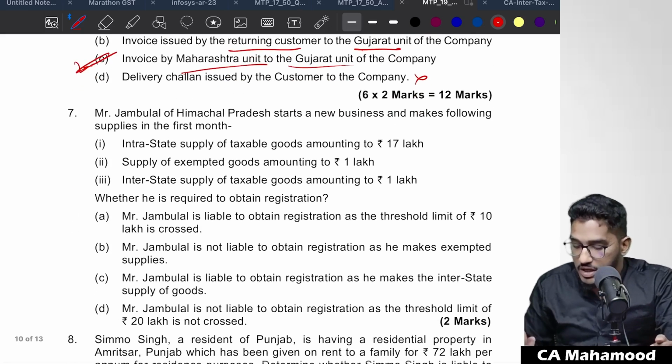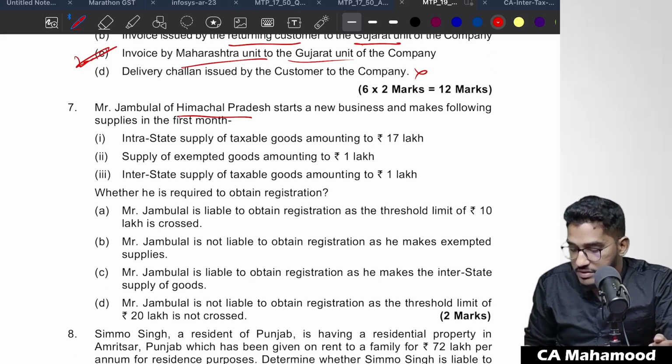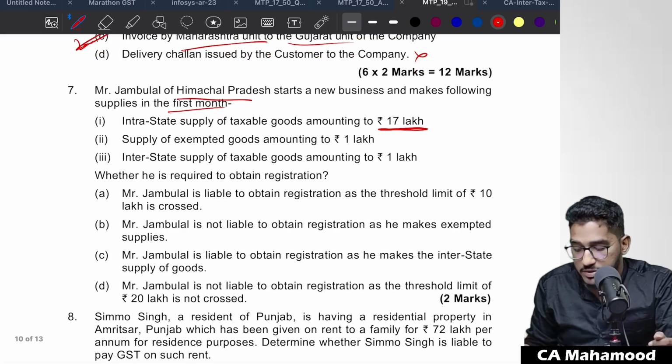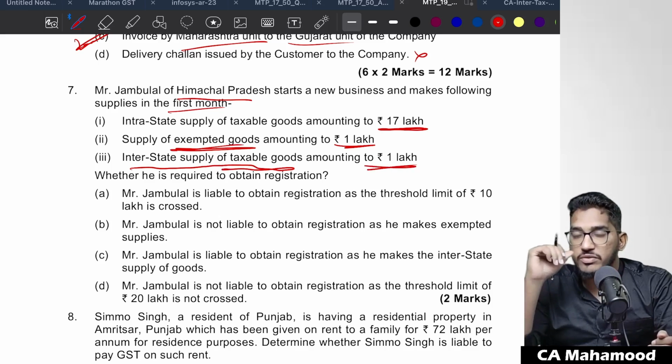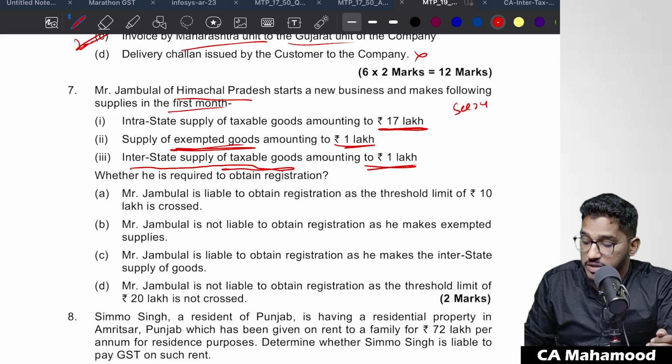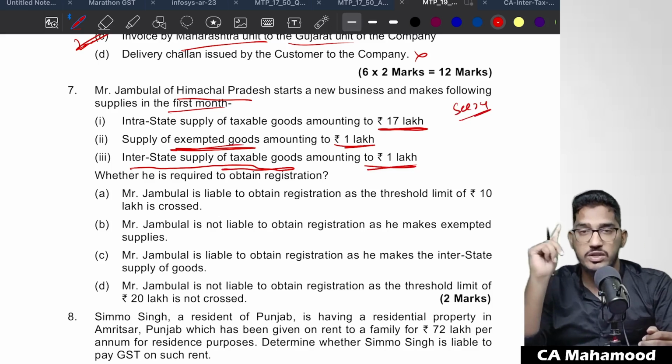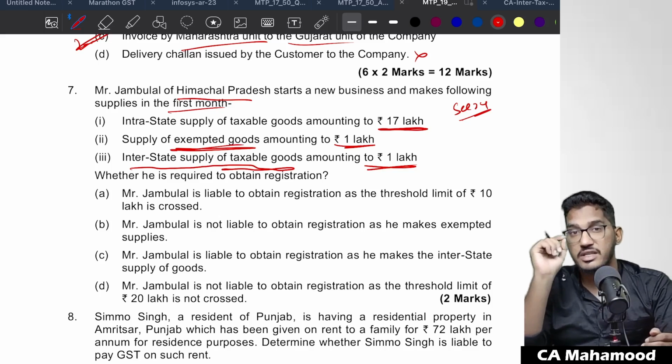Next one. Mr. Jambulal of Himachal Pradesh starts a new business and makes the following supplies in the first month. Intrastate supply of taxable goods amounting to 17 lakh rupees. Supply of exempted goods 1 lakh rupees. Interstate supply of taxable goods amounting to 1 lakh. So if you remember, section number 24 says compulsory registration. Some people are required to obtain compulsory registration. In that, the first point says a person who is making interstate supply.